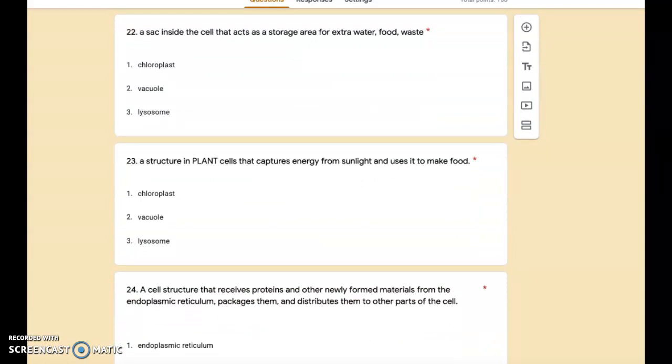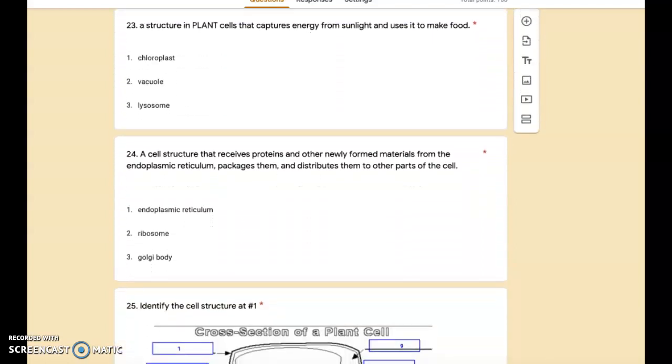Number 22. A sac inside the cell that acts as a storage area for extra water, food, or waste. Is that chloroplast, vacuole, or lysosome? Number 23. A structure in plant cells that captures energy from sunlight and uses it to make food. Is that chloroplast, vacuole, or lysosome?